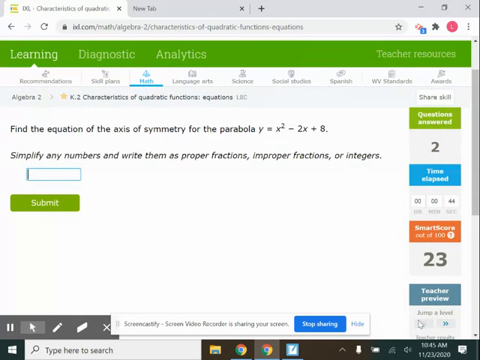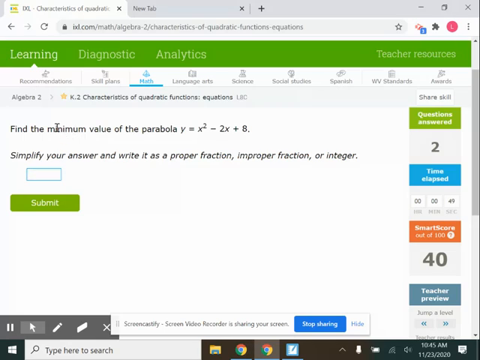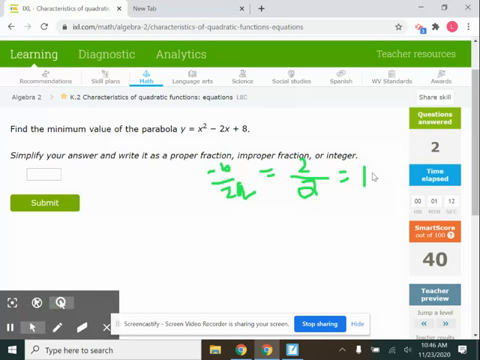This is another axis of symmetry. Let's jump and see if we get something different. Minimum value. If you remember, minimum value is going to be the y-coordinate of the vertex. So first for this one, you would do your negative b over 2a. And so that's going to be a double negative 2, so positive 2 over 2 times 1, which is going to equal 1. And then you would plug that 1 back in. So when I plug that 1 back in, I get 1 squared minus 2 times 1, so negative 1, plus 8 would be 7. So the minimum value would be 7.